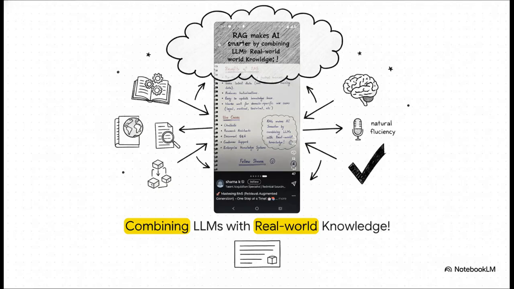As we wrap up this explainer, if you remember just one thing, make it this summary. RAG makes AI smarter by combining LLMs with real-world knowledge. It perfectly encapsulates everything we've talked about today. It's really not about trying to build a bigger brain anymore. It's about giving the brain we already have a targeted library card. By grounding the language model in reality, you get the absolute best of both worlds. Natural AI fluency paired with the hardcore accuracy of a database.